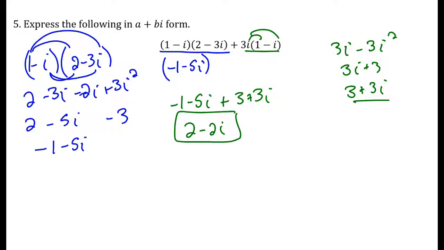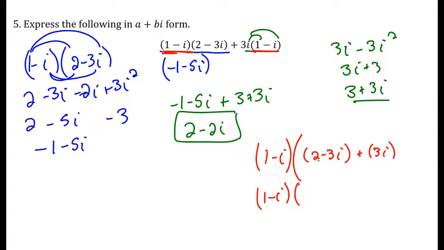So that's a great way to do it. But if you look for and make use of structure, you notice that 1 minus i is a factor of both terms. So if I factor that out all the way from the start, I'm left with 2 minus 3i from that term plus 3i. So I have 1 minus i times 2 minus 3i plus 3i. Those add to 0. So this is really 2 times 1 minus i, 2 minus 2i.